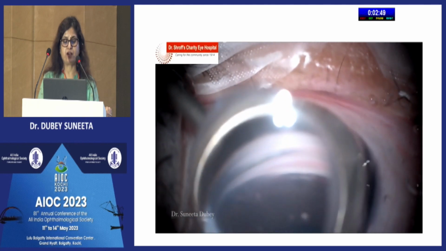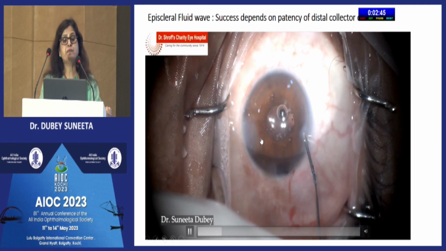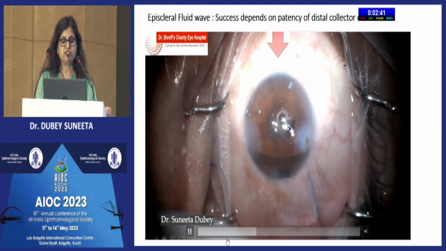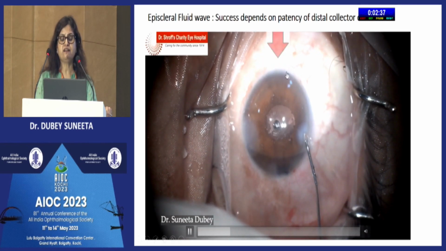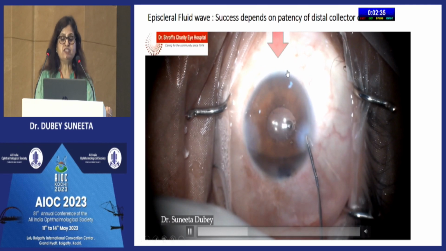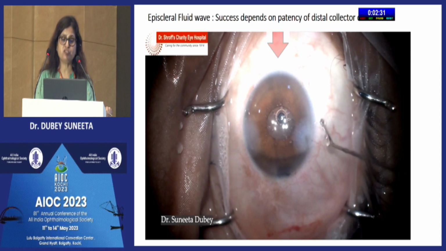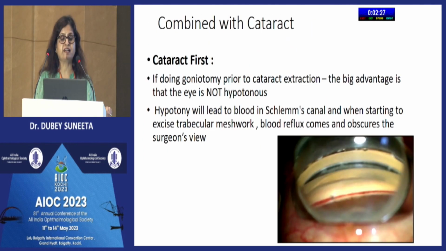So you can just take out the strip nicely. Also, it is important to elicit this episcleral fluid wave. So when you hydrate, you can see blanching of the vessels. Initially you see vessels filled with blood, but when you inject fluid through your hydroincision, you see this episcleral blanching of vessels, and the success depends on the patency of the distal collector channel.